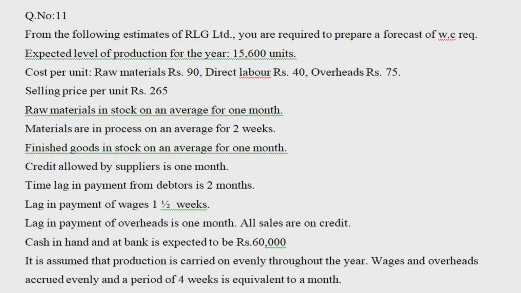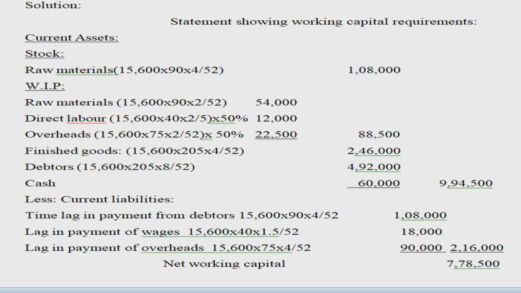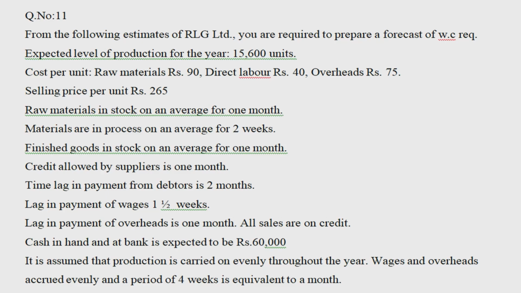15,600. Cost per unit of the raw material given is 90. So 15,600 into 90. Raw material in stock on an average for 1 month is given. So 1 month is nothing but 4 weeks. So 15,600 into 90 into 4 divided by 52, you will get raw materials value on stock 1,08,000. Next, work in progress. Under work in progress, we have to consider raw material, direct labor and overheads. So raw material again 15,600 into 90.